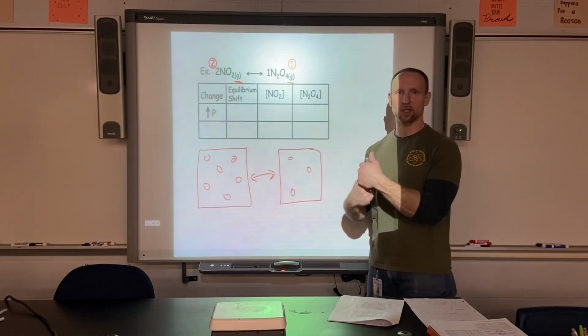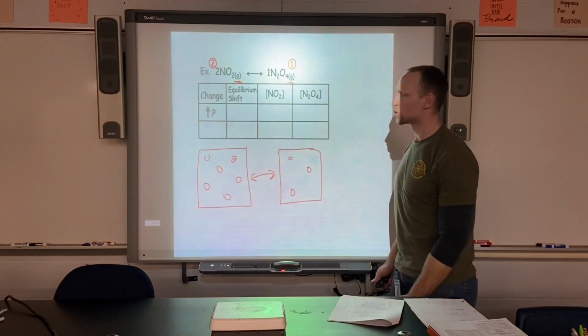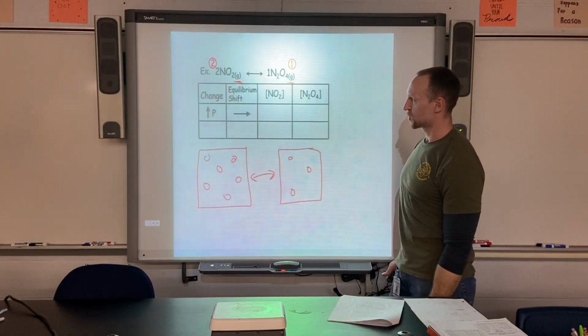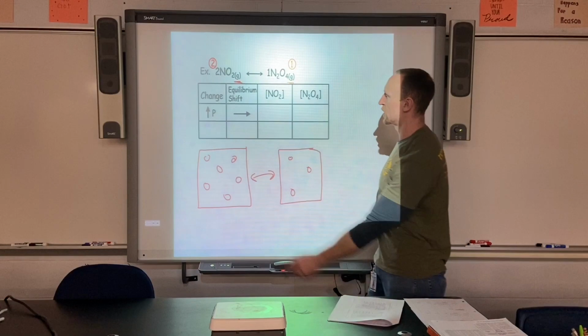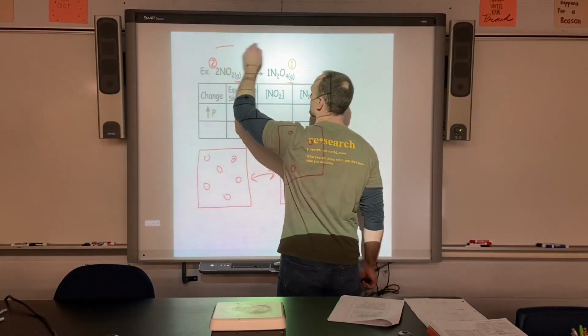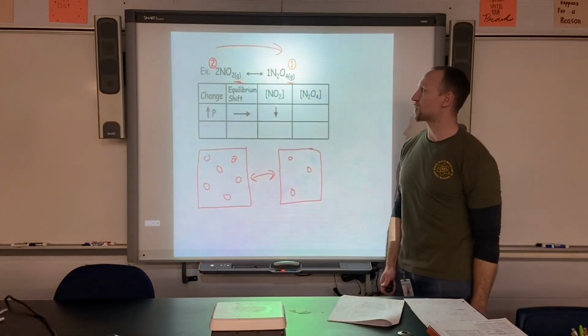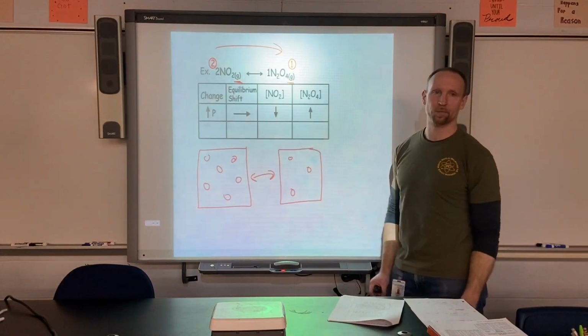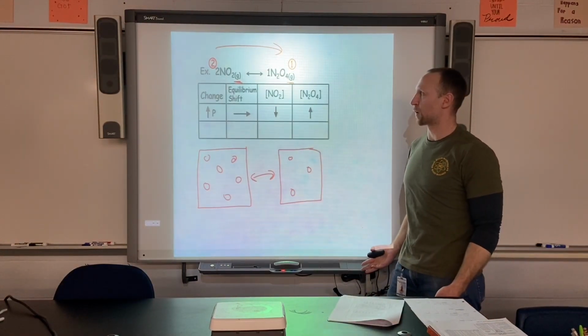So if I increase the pressure, I want to shift to the side with less gas particles, less collisions. That's going to bring my pressure back down, reduce the change, right? So I want to shift right, which means now once you get the shift, it's easy. Whatever you go towards increases, and whatever you go away from decreases. Same things apply as before, right?